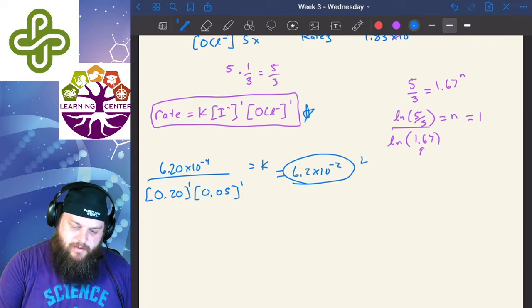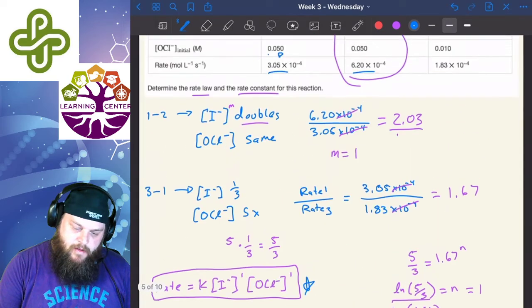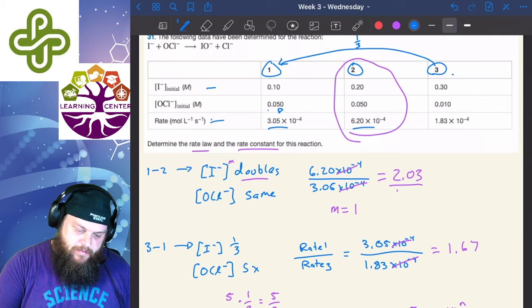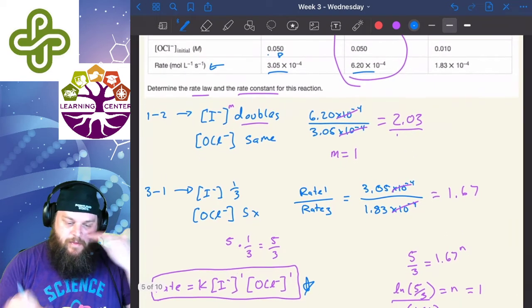Units for this is what? Liters per moles seconds, I think. We follow the units here. We're really flipping that around.